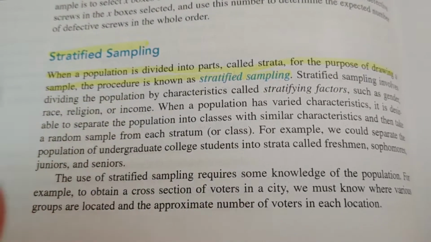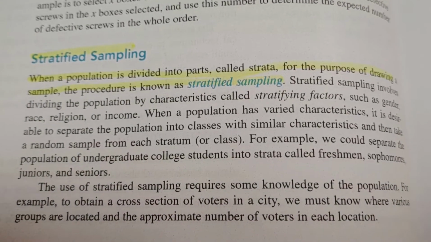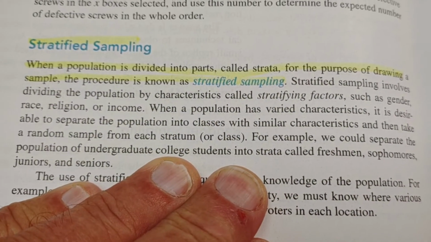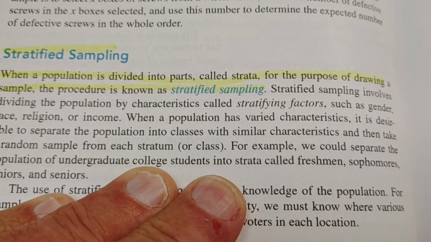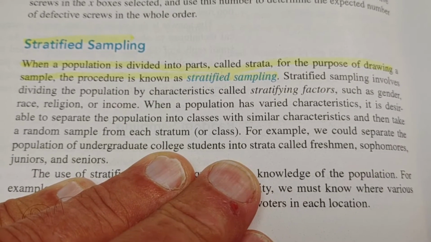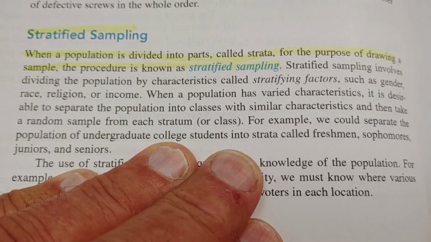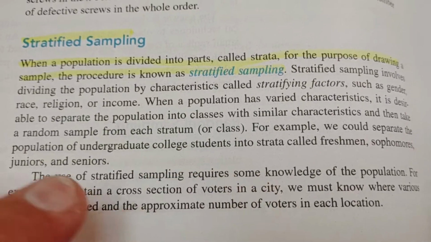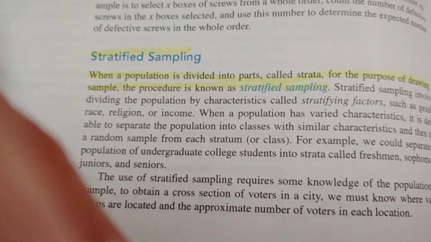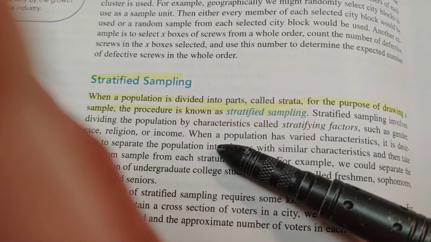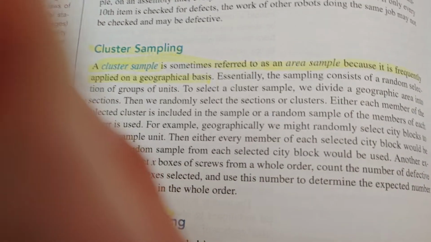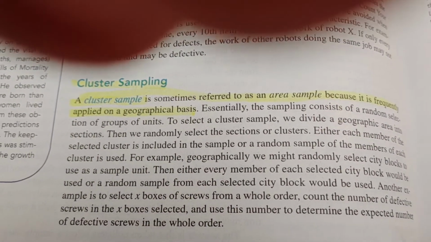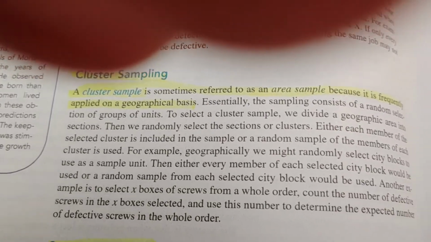Then we have stratified sample. When a population is divided into parts called strata for the purpose of drawing a sample, the procedure is known as stratified sample. Stratified sampling involves dividing the population by characteristics called stratifying factors, such as gender, race, religion, and income. So see, stratified is where we define the characteristic first, and cluster is where we cluster a region. We cluster an area into regions and then take a sample.